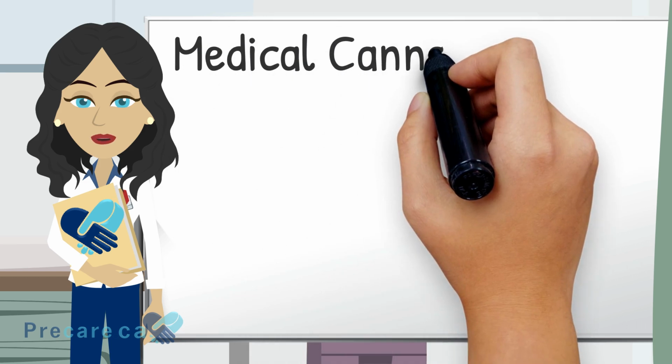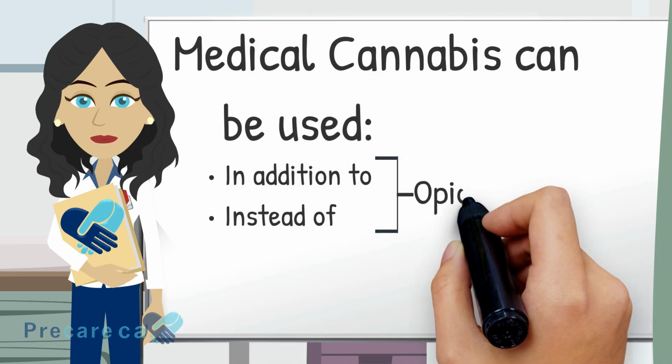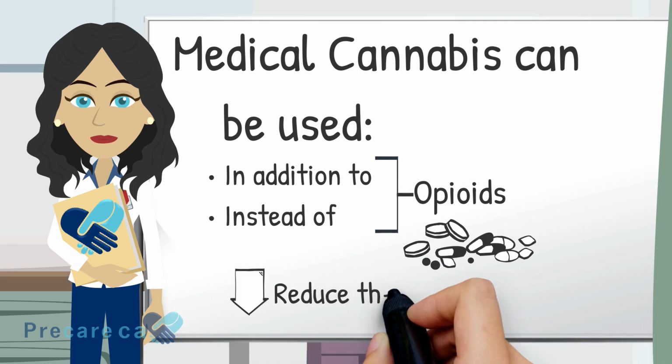In certain cases, cannabis can even be used in addition to or as an alternative to opioids, thus reducing the risk of dependency.